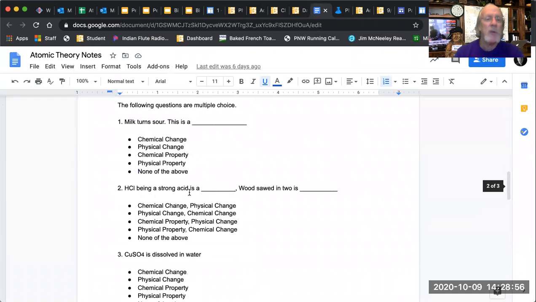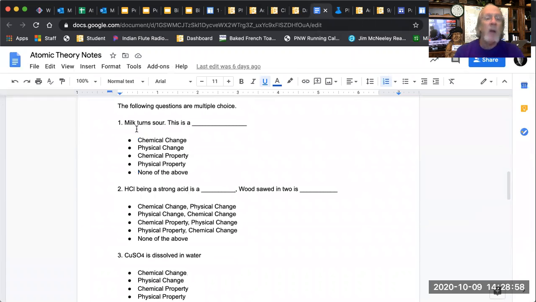Let's look at some questions. Milk turns sour. Okay, we're talking about a process, a change. And so if it is a change, a process, then it's physical or chemical. So a physical change means I could reverse it. A chemical change means I can't. So let's think, the milk turns sour, no, it's changed and I cannot fix it. So it is a chemical change, all right?